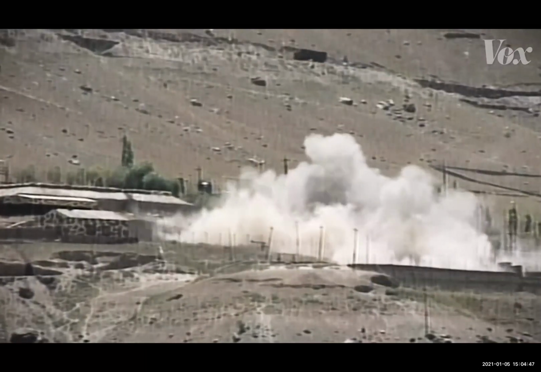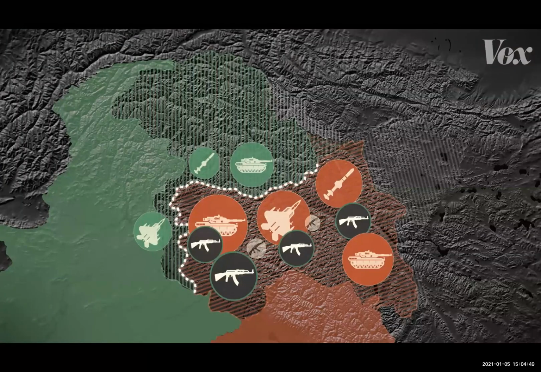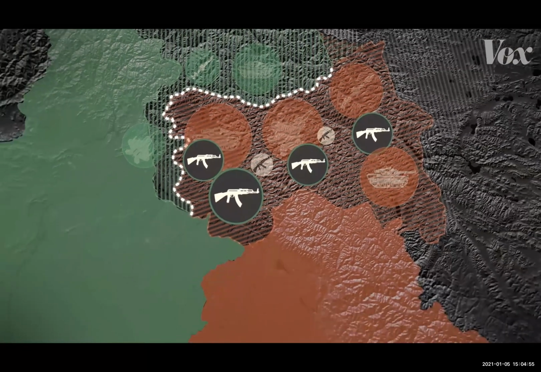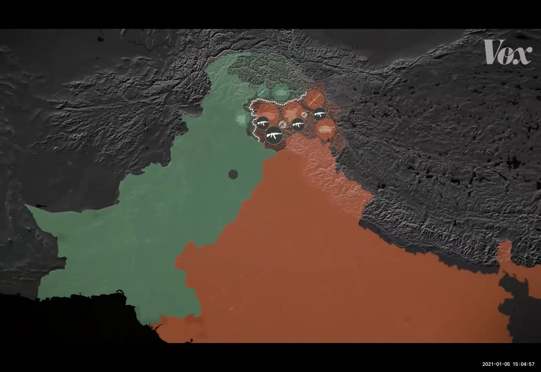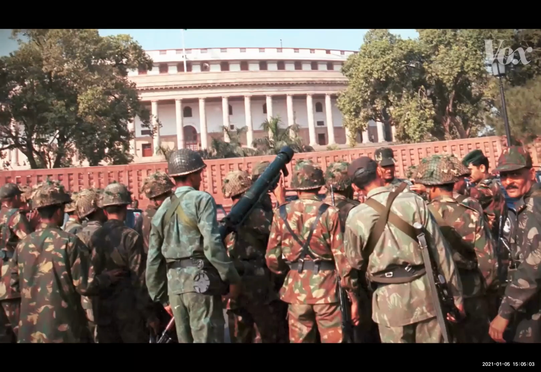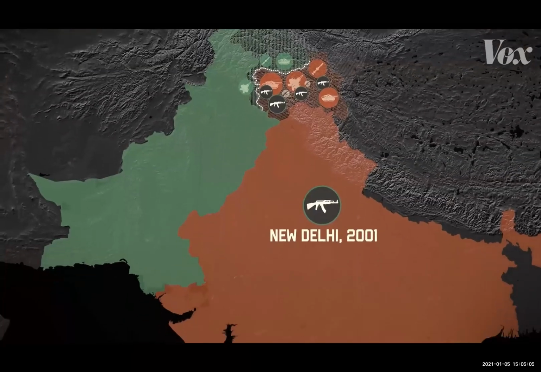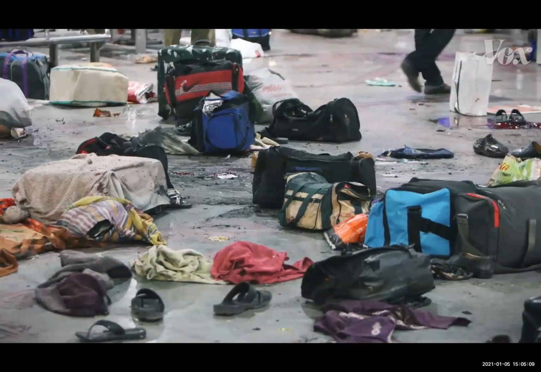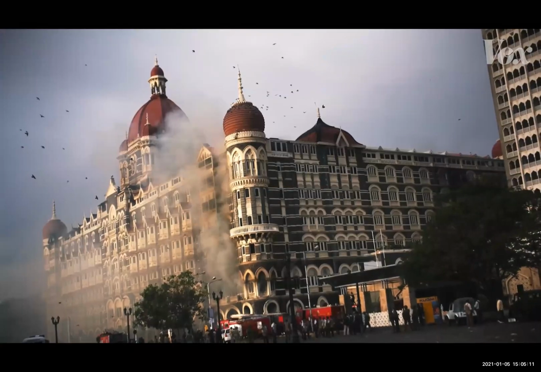The 1999 war ended with another ceasefire, but that didn't stop either country. Over the years, Pakistan's militant groups got bolder and launched terror attacks in and outside of Kashmir. In 2001, members of Lashkar-e-Taiba bombed India's parliament building in New Delhi, killing 14 people. And in 2008, 10 militants from the same group killed 174 people and wounded 300 in Mumbai.